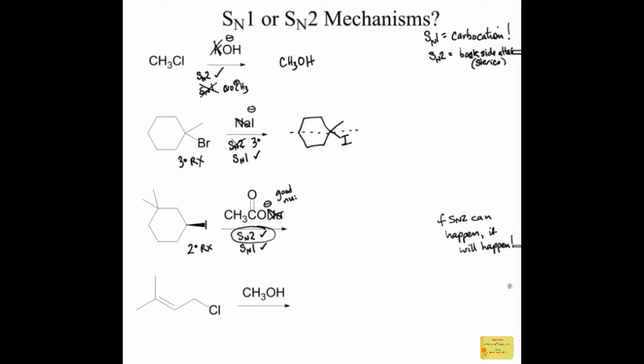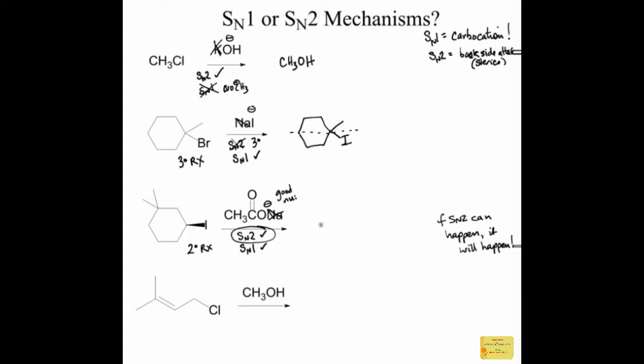Now it doesn't mean SN1 is impossible. You might get a mixture of some racemization, some carbocation formation here. But typically we're looking for a major product when we're doing predict the product. So in this case, we would go with SN2, the backside attack.